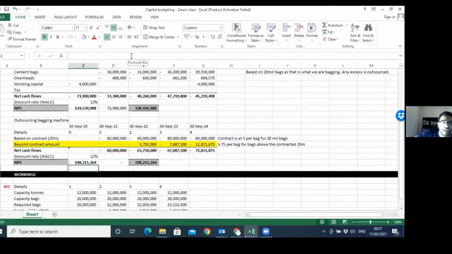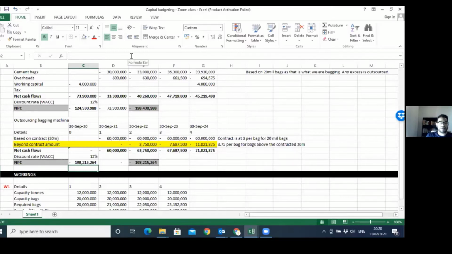So as you can see, if we outsource, it's 198,430. If we insource, it is 198,215. So here you can see that it is cheaper to outsource as opposed to insource. However, the difference is really marginal. It is very, very small. So this question asks you to quantitatively advise whether they should outsource or insource. Based on quantitative analysis, you must outsource because outsource is cheaper. The negative is smaller. It is cheaper.